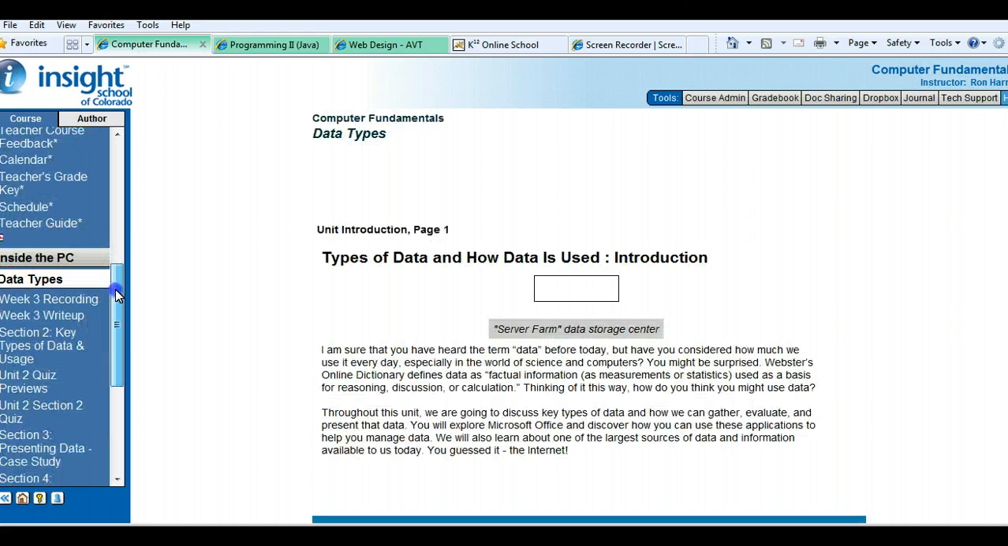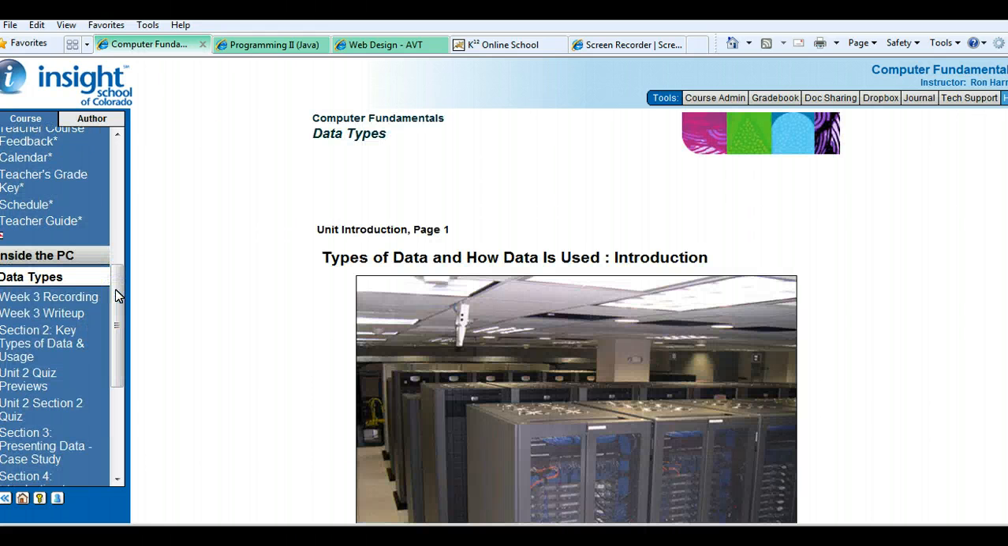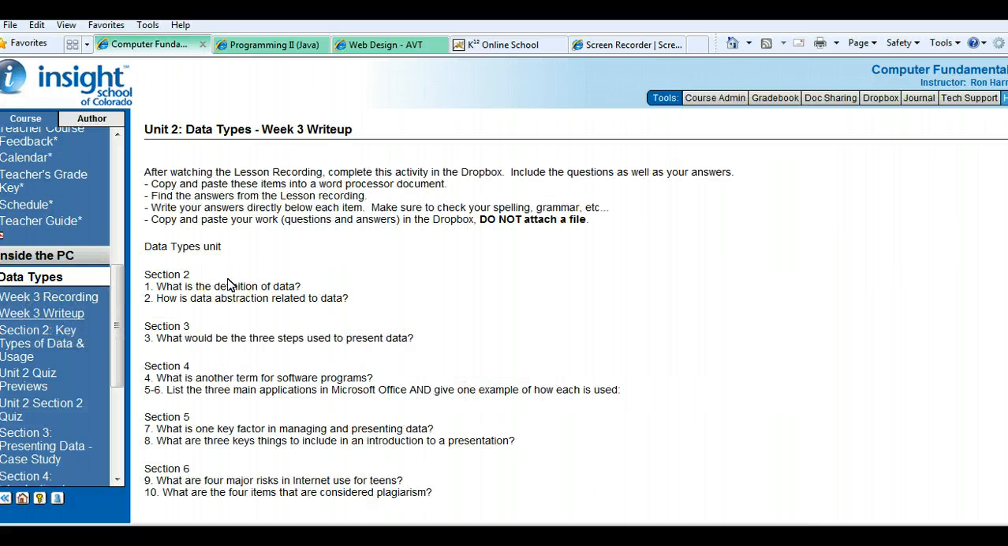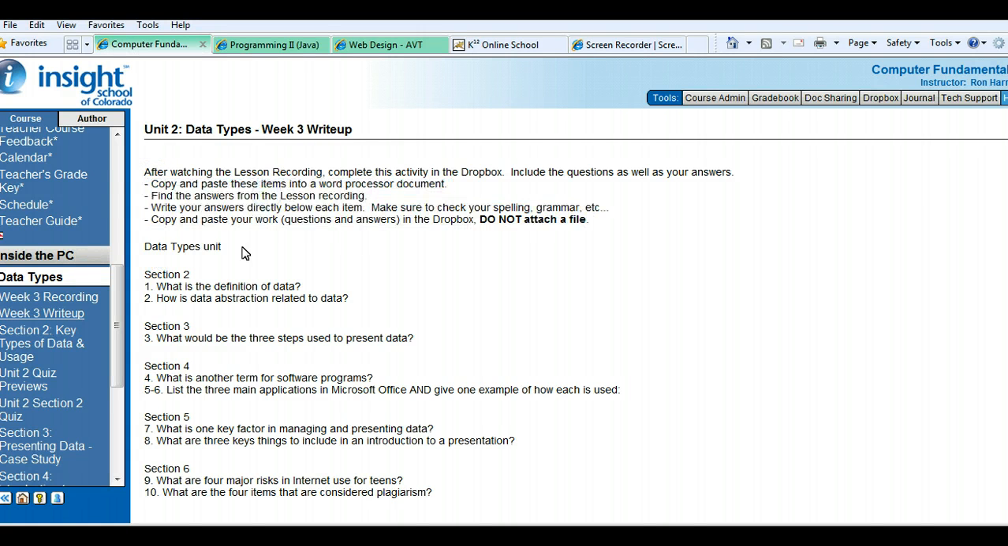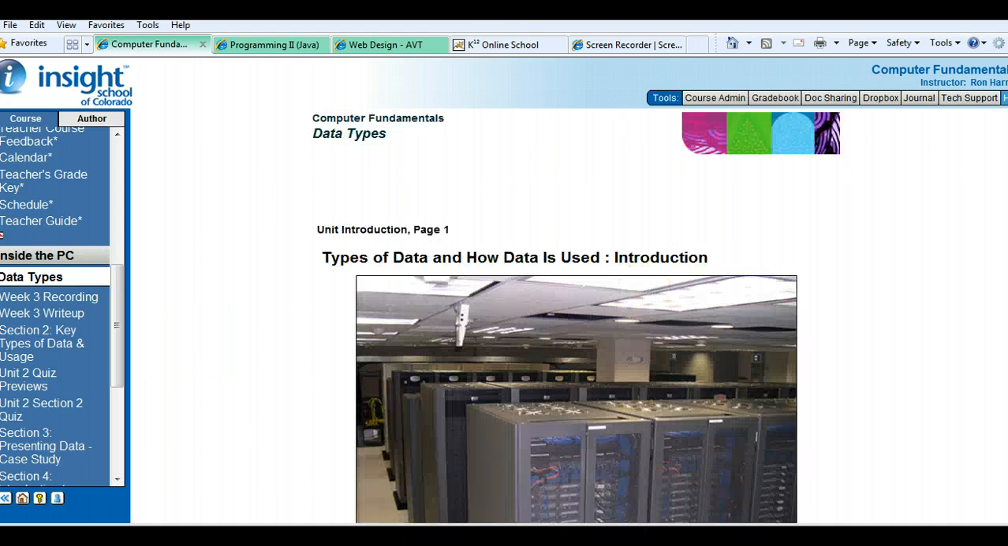And as always, when we're talking about these units, we want to start with the Class Connect write-up. So here we are, the week 3 write-up. And by now you should know the directions. There's the directions. Follow those directions to submit write-ups, please. Okay, data types unit. In section 2 of this unit, what is the definition of data? How is data abstraction related to data? So data types, here we go.